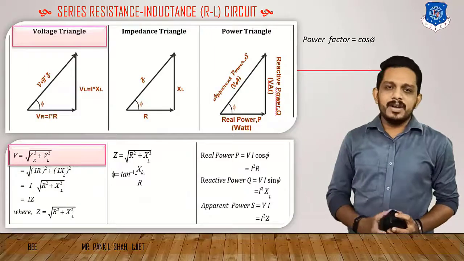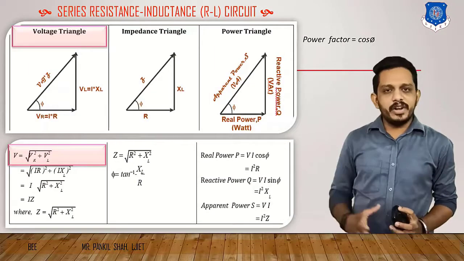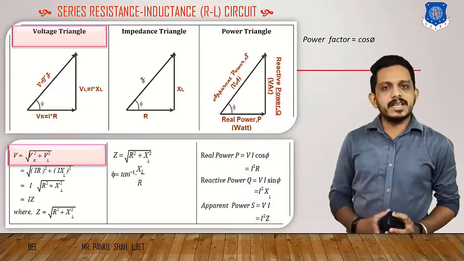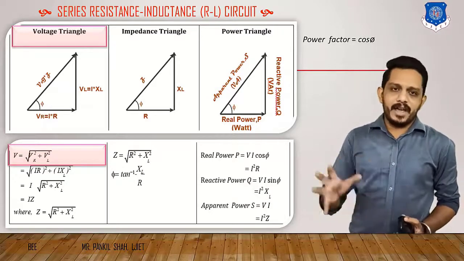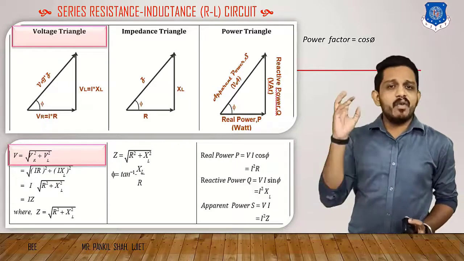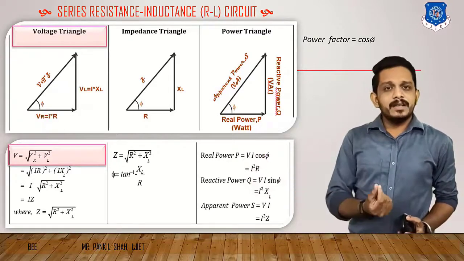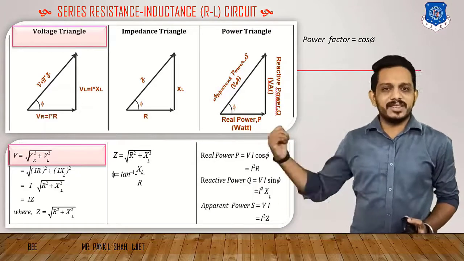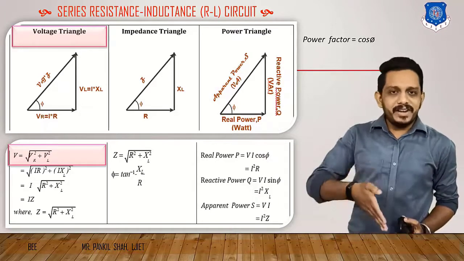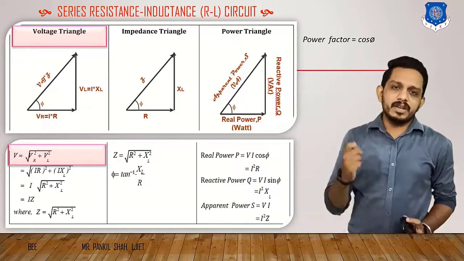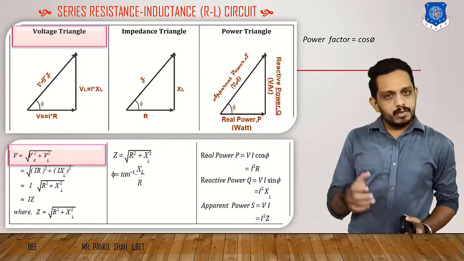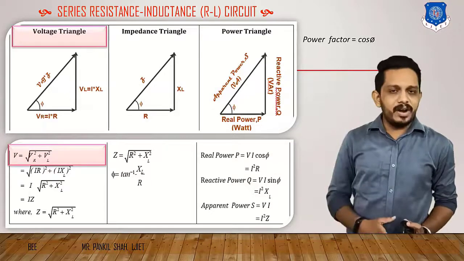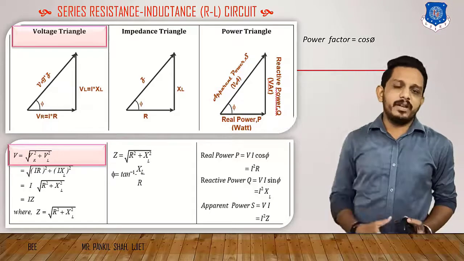So let's talk about the first triangle, that is the voltage triangle. We have seen the vector diagram of series RL circuit. From that vector diagram, we are only taking the voltages. On the reference axis, it will be the voltage across the resistor, that is VR. 90 degrees from that VR, there was the voltage across the inductor, that is VL. And if we join these two voltages, then there was a diagonal and it was the resultant voltage V.